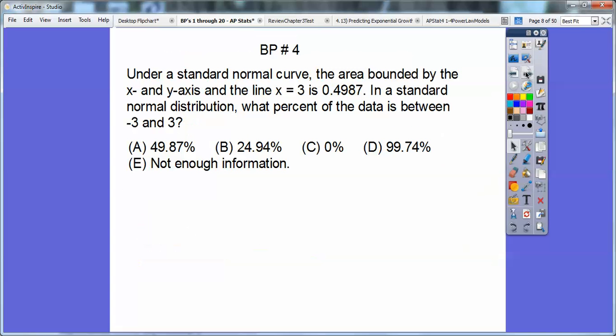Okay, let's see. Under the standard normal curve, the area bounded by the x and y axes and the line x equals 3 is 0.4987. The standard normal distribution means it's symmetrical. So what percent of the data is between -3 and +3? Well, if this is between 0 and 3, it should be the same on the left. So if I just double that, that gets me choice D.